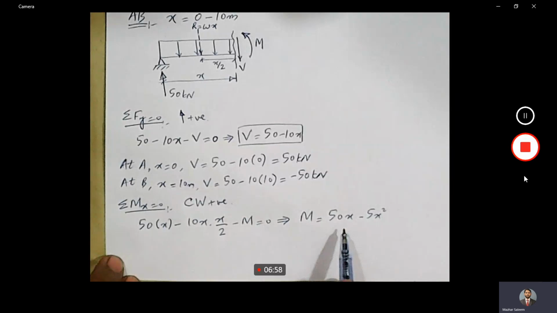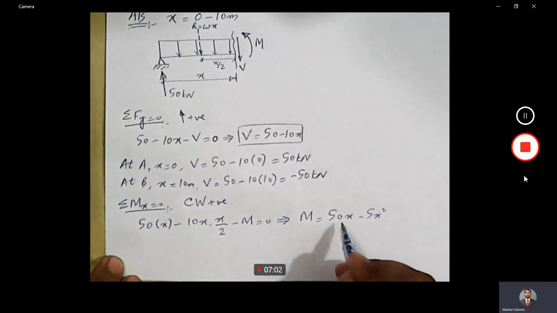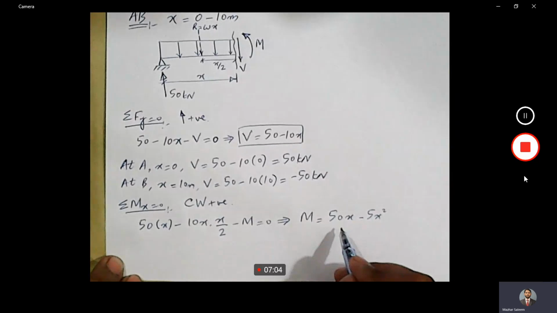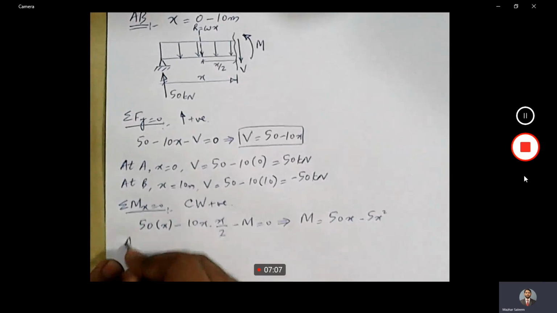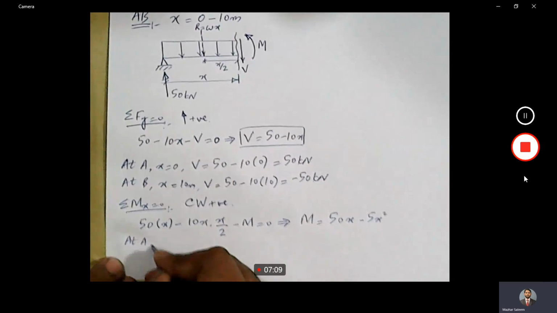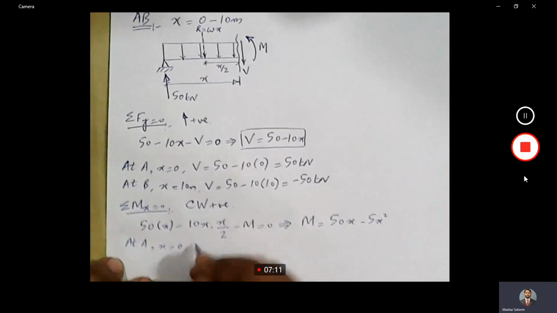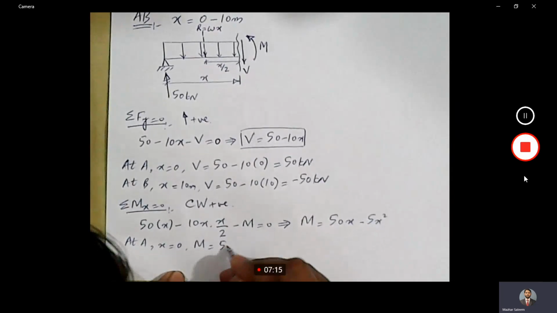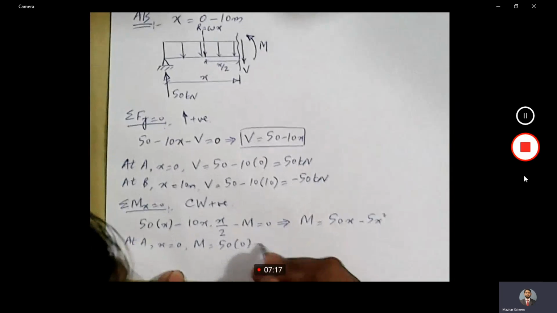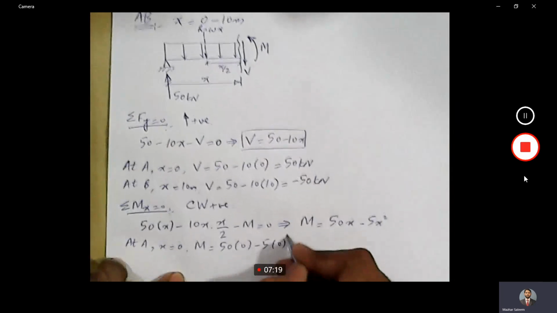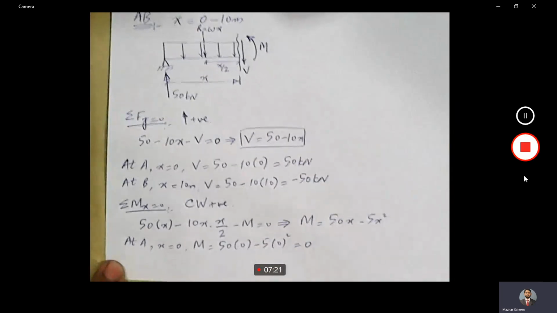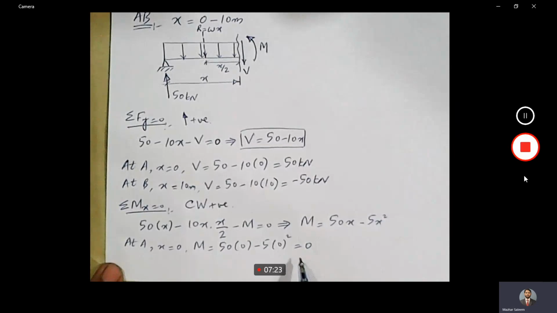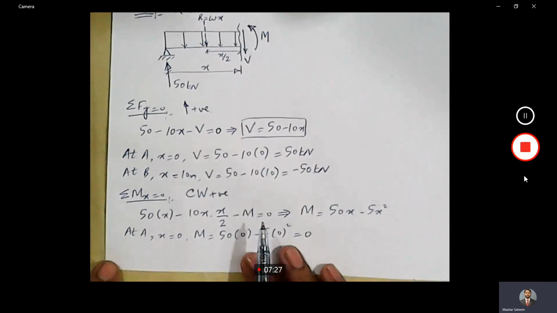Now again, we have x involved in this system, so we will have different values of moment at point A and at point B. So at A, x is equal to 0, so m should be equal to 50 into 0 minus 5 into 0 square, and that gives us 0. Now at point A, we have a hinge support, and at hinge support, 0 moment is very logical.